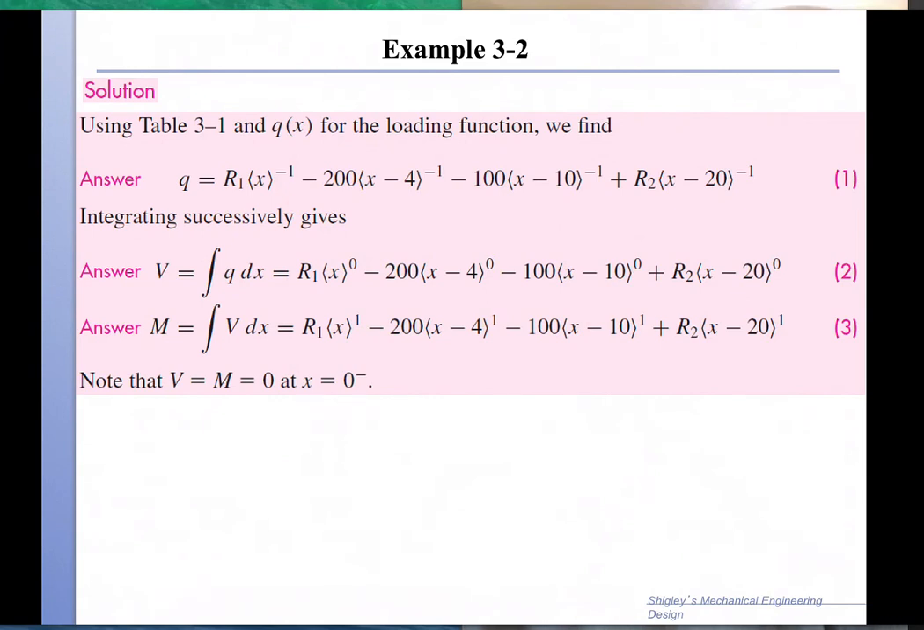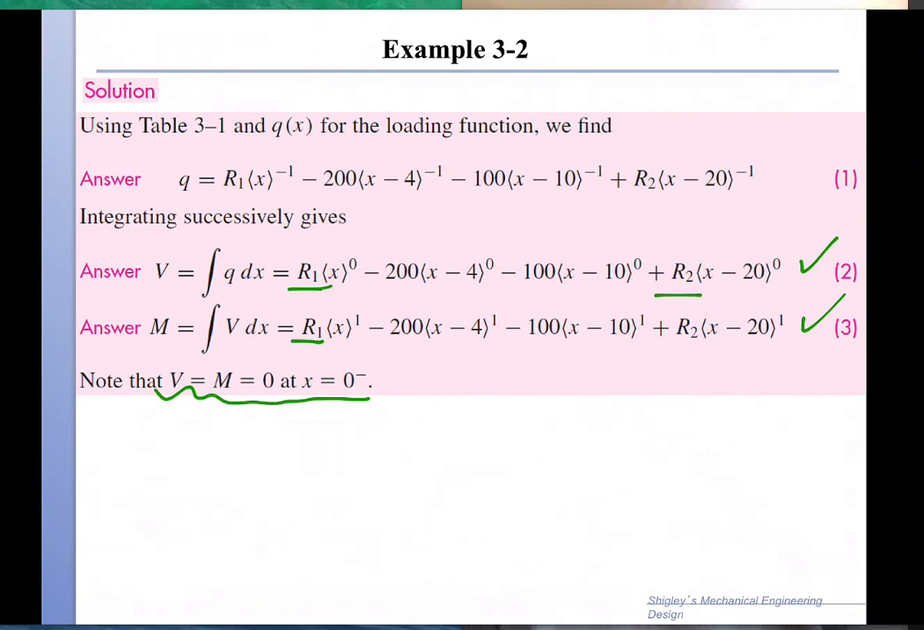So if we now represent the solution, you see that I have 2 unknowns in the solution. I have R1 and R2 unknown. And I have 2 equations, one for V and one for M. So we note that at x equals 0 minus, V and M are equal to 0, and this is kind of redundant information because we know that.